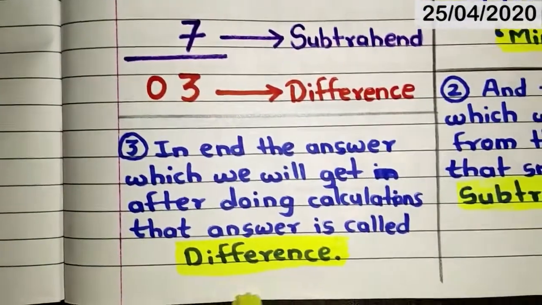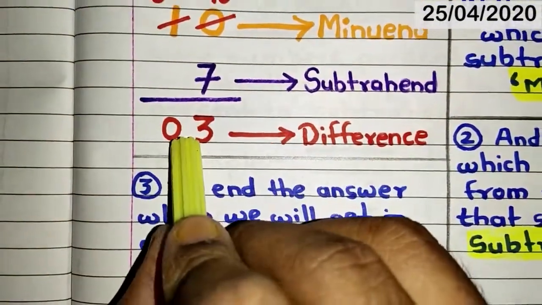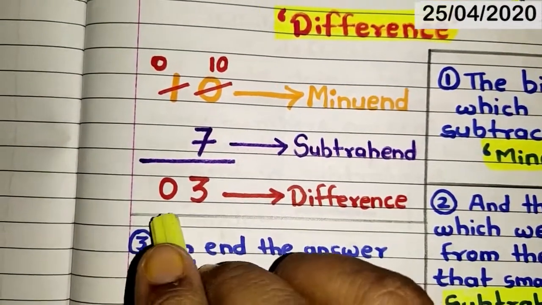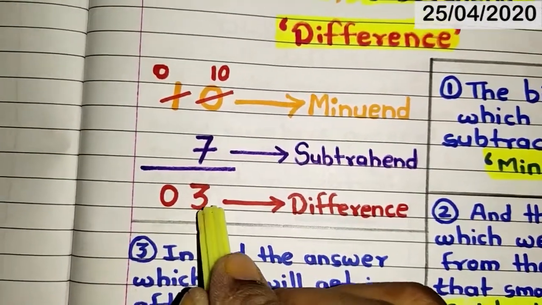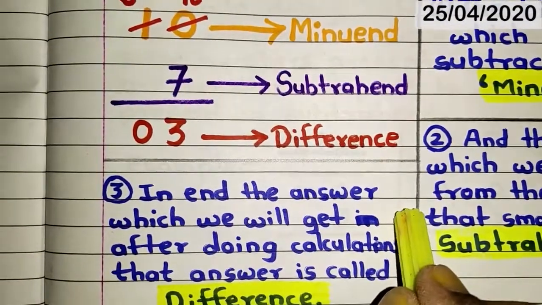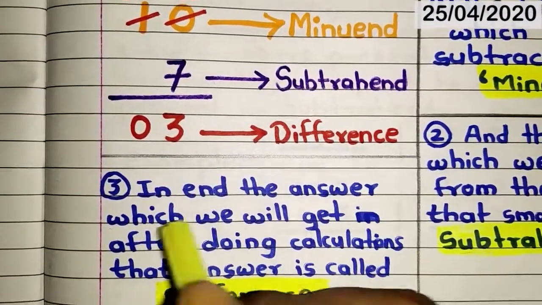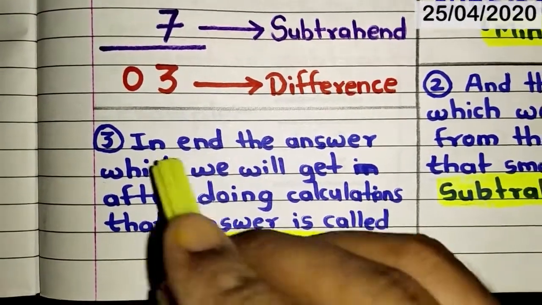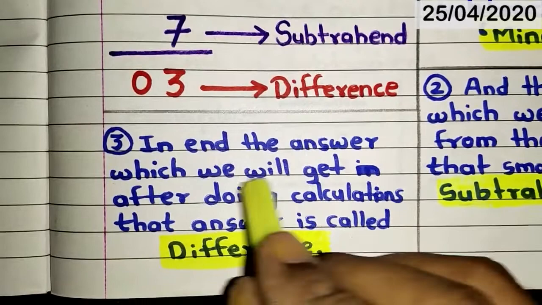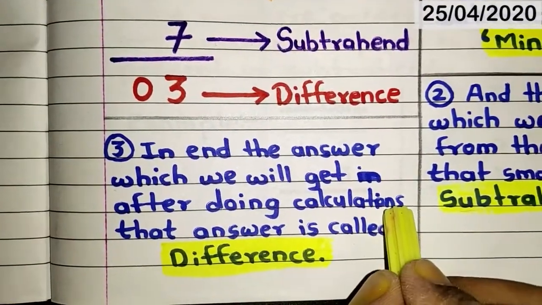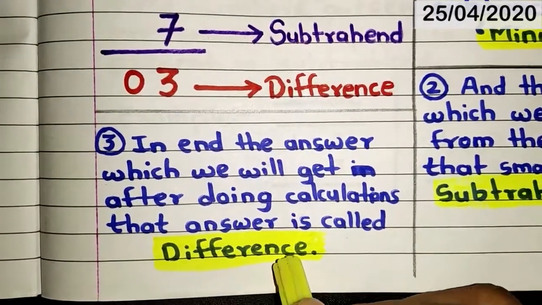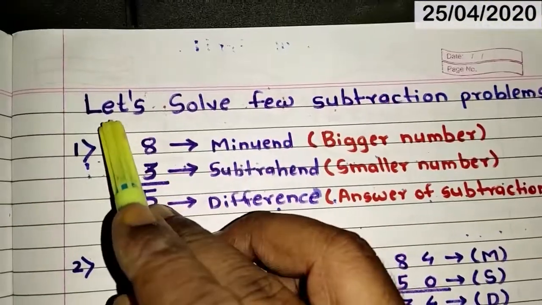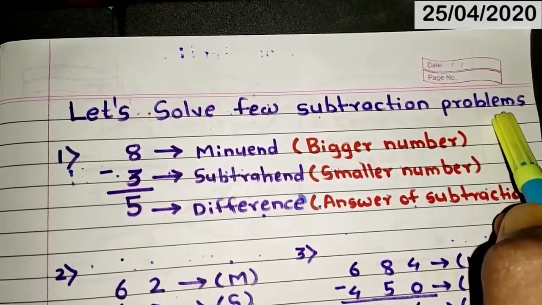And now the difference. Can you see the number 3 here is called difference. What is this number 3? It is the answer which we get in the end after doing the calculation. That answer is called difference. Okay, now let's move forward. Now let's solve a few subtraction problems.